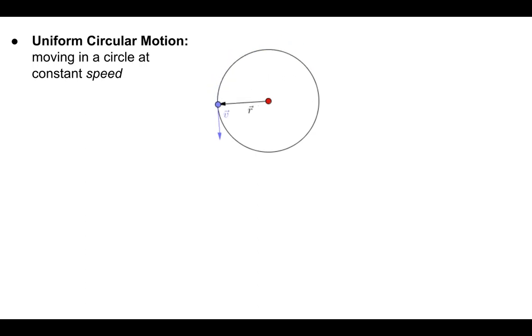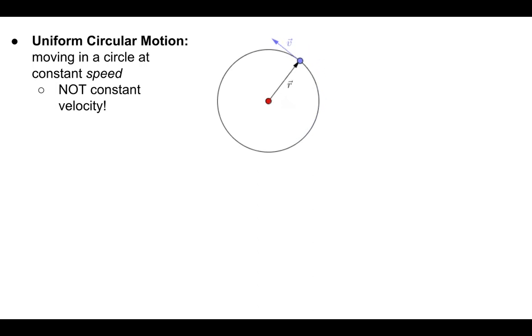Now, the reason that I say constant speed, and I have speed in italics here, is because the velocity itself is not constant. Remember, velocity is a vector, and a vector has both a magnitude and a direction. Because the velocity vector is constantly changing direction, it's not a constant velocity. Now, how does velocity change?